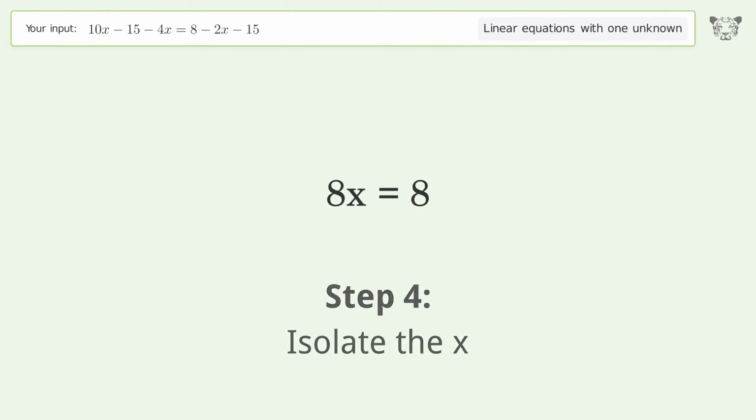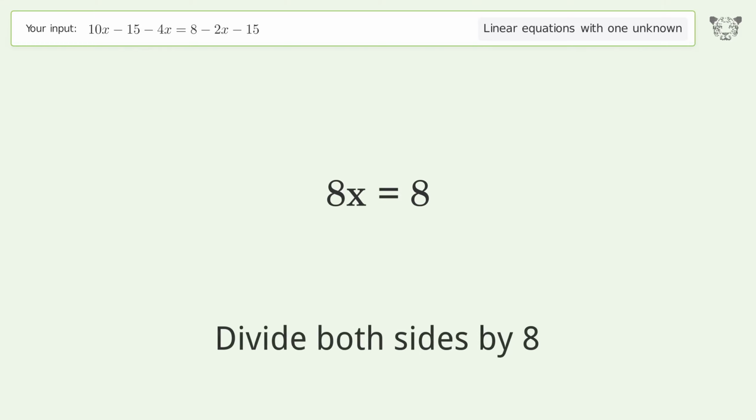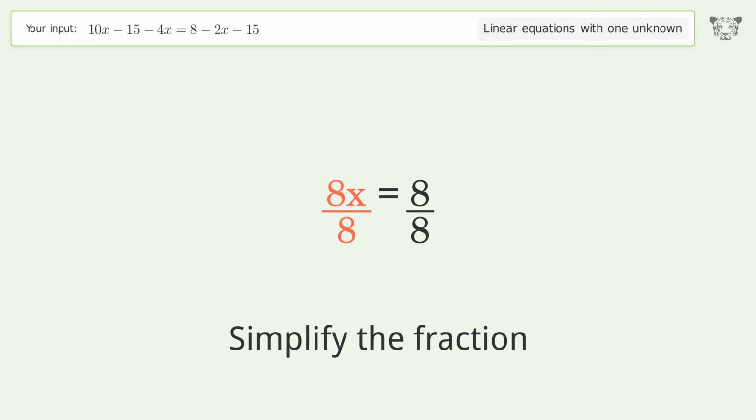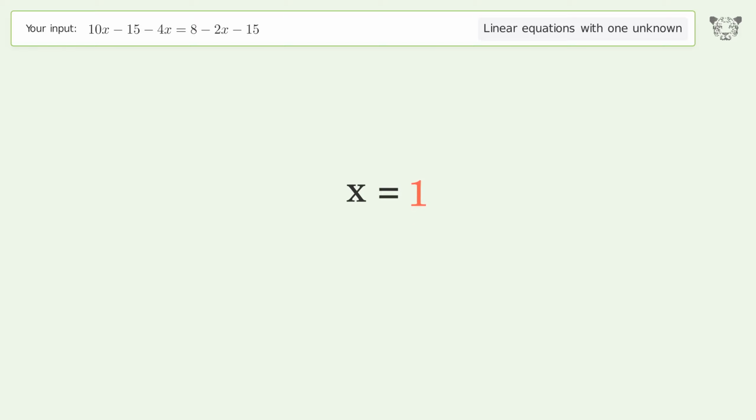Isolate the x. Divide both sides by 8. Simplify the fraction. And so the final result is x equals 1.